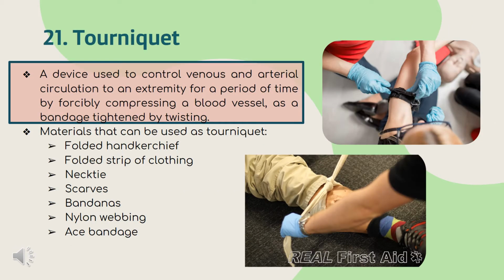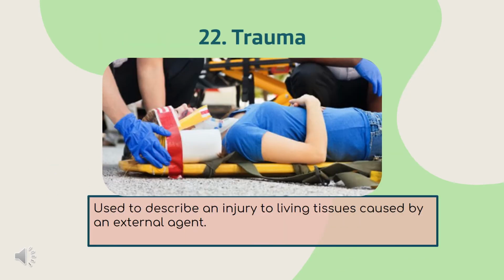Tourniquet. This is a device used to control venous and arterial circulation for a period of time by forcibly compressing blood vessels, as a bandage tightened by twisting. We may be able to improvise a tourniquet by using materials such as folded handkerchief, folded strip of clothing, necktie, scarves, bandanas, nylon webbing, and an ace bandage.